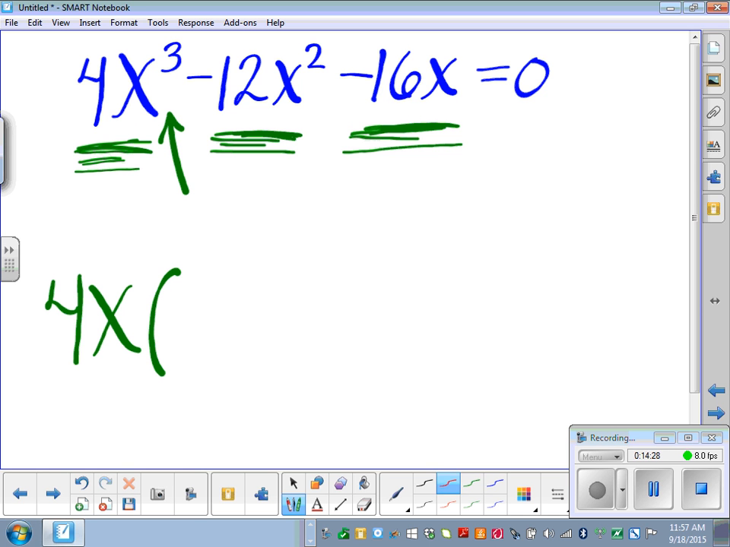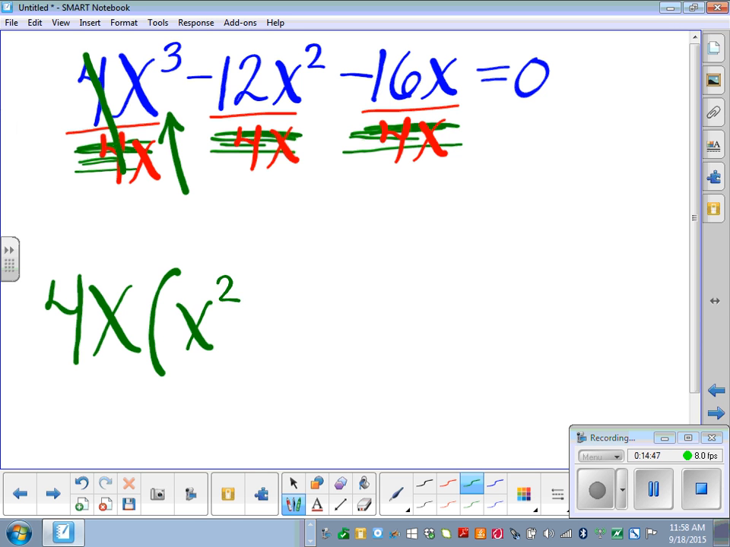Now, if you don't know what's left, go back and divide what you pulled out into each term. So I'm going to write that so I have an easy time seeing what's left inside my parentheses. So 4x cubed divided by 4x, those 4's went away. X cubed divided by x is x squared. And then we have negative 12 divided by 4, which is negative 3, and then x squared divided by x is x, and then negative 16 divided by 4 is negative 4, and then x divided by x is 1.